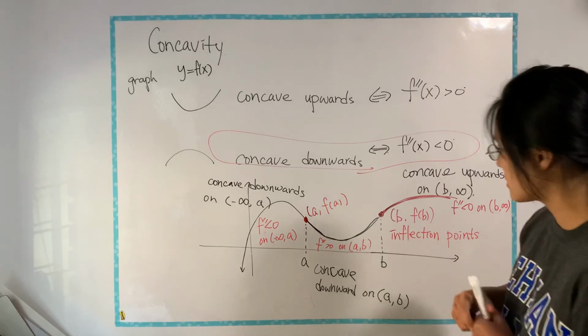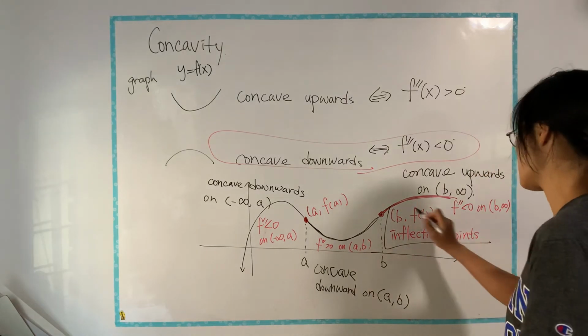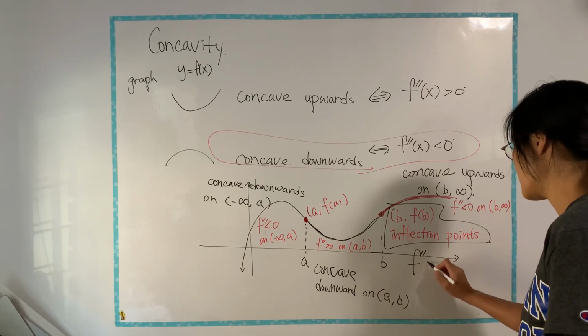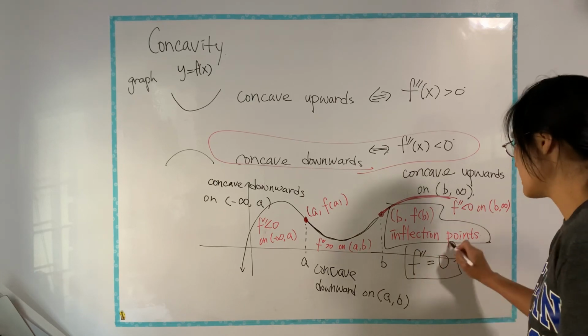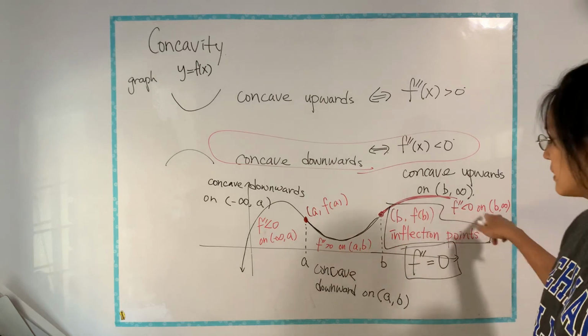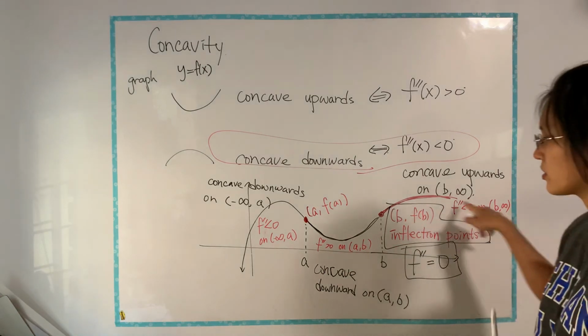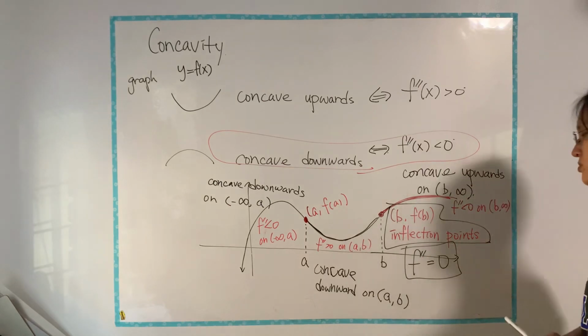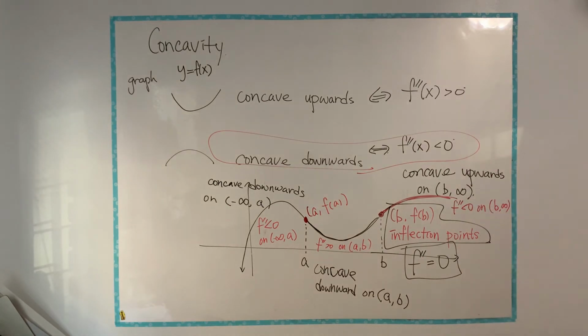Then of course, the inflection points are the points where f double prime equals 0. Because when you go from positive to negative, you have to pass 0. When you go from negative to positive, you have to pass 0. So that's how you can find inflection points. And we're going to look at an example.